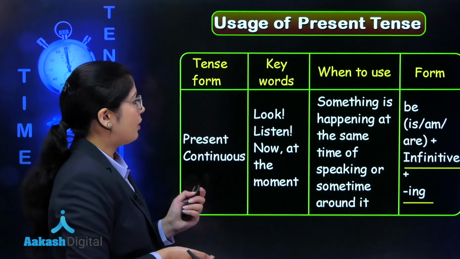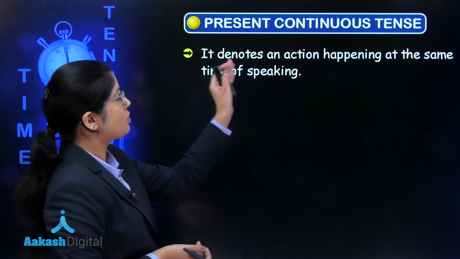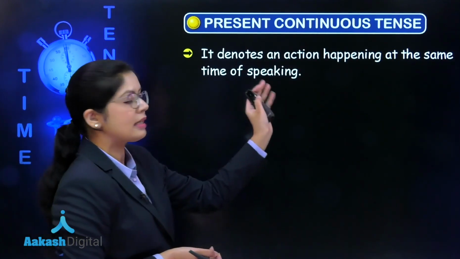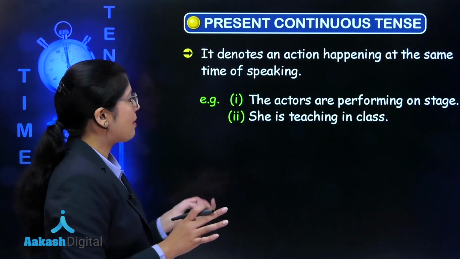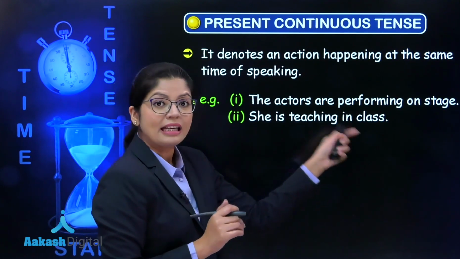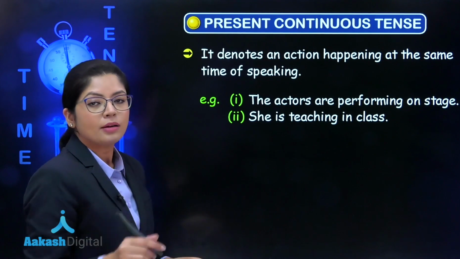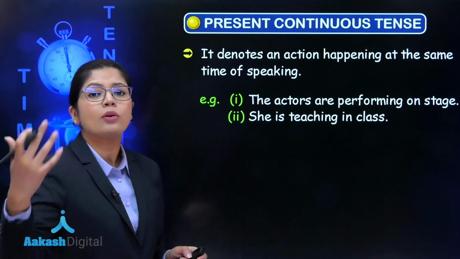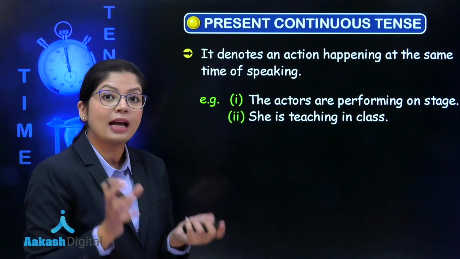Now, I have to remember that the first usage of present continuous is to denote an action happening at the same time of speaking, the simultaneous occurrence. For example, the actors are performing on stage, she is teaching in class. These are happening at the time of speaking. But what if it has been ongoing, may not happen right in front of my eyes? What does that look like?